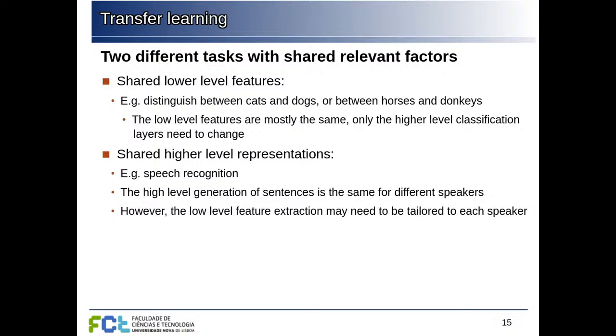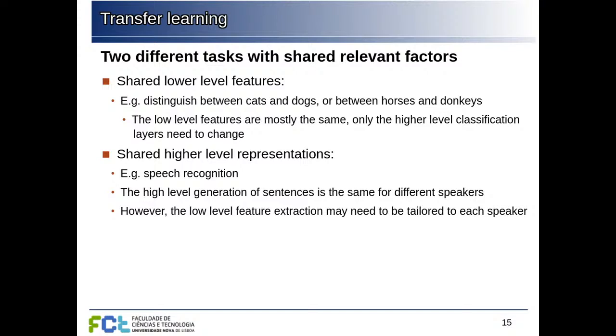It could be the other way around. We can have the same representations at a higher level and only need to change things at the lower level. For example, in speech recognition, everything that has to do with the structure of sentences and the different words and so on, those higher level patterns should be the same for different speakers of the same language. However, the way each person says the word, so the actual conversion from sound to the different word tokens, probably changes a lot from speaker to speaker. So we may be able to reuse the higher level representations, but have to train the lower level feature extraction.